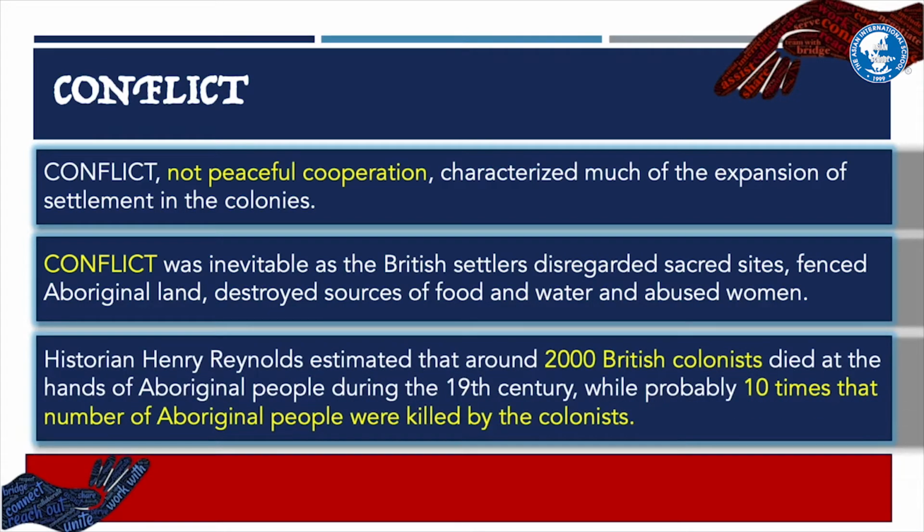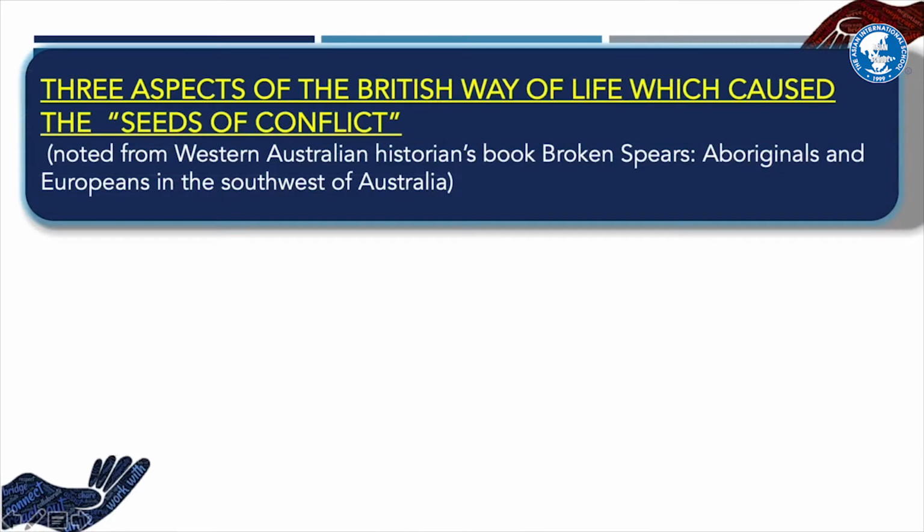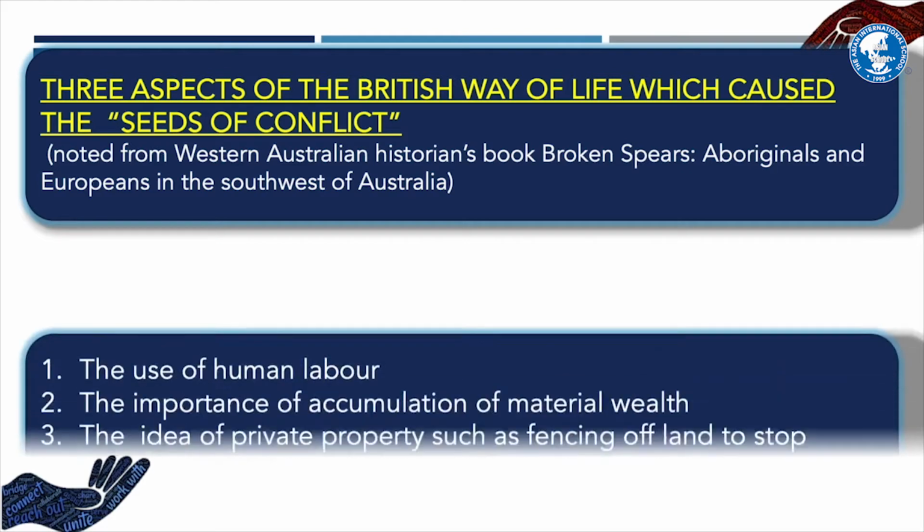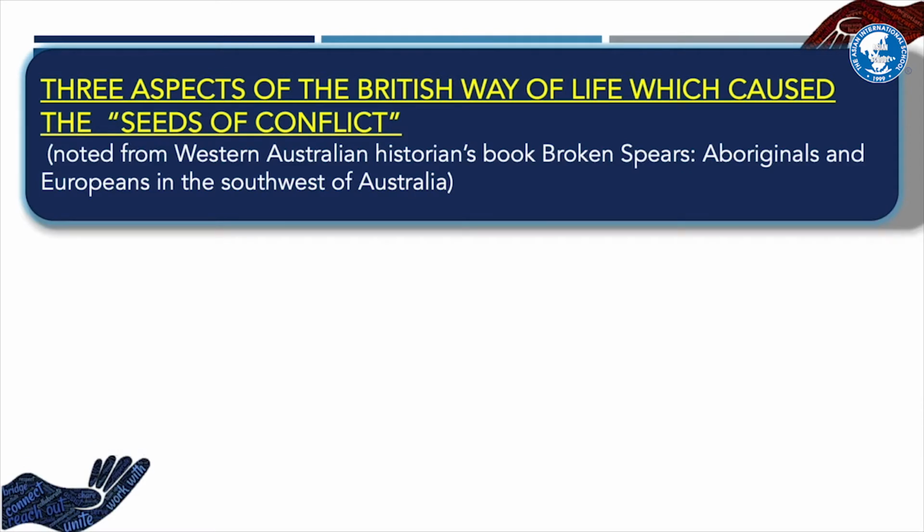According to historian Henry Reynolds, around 2,000 British colonists died at the hands of the Aboriginal people during the 19th century, while probably 10 times that number of Aboriginal people were killed by the colonists. So here are the three aspects of the British way of life which caused the seeds of conflict, from the Western Australian historian's book, Broken Spears, Aboriginals and Europeans in the southwest of Australia.